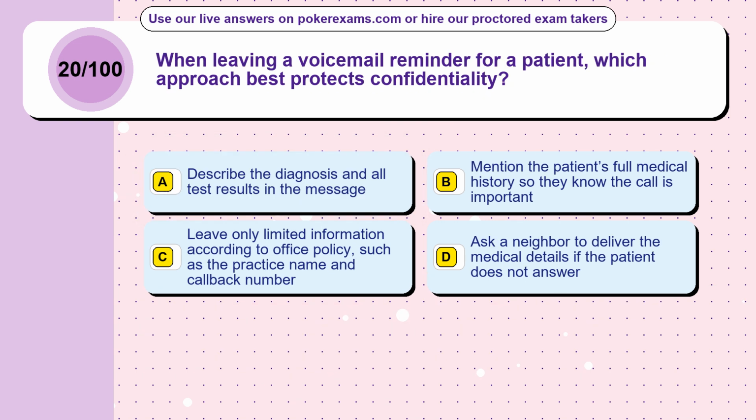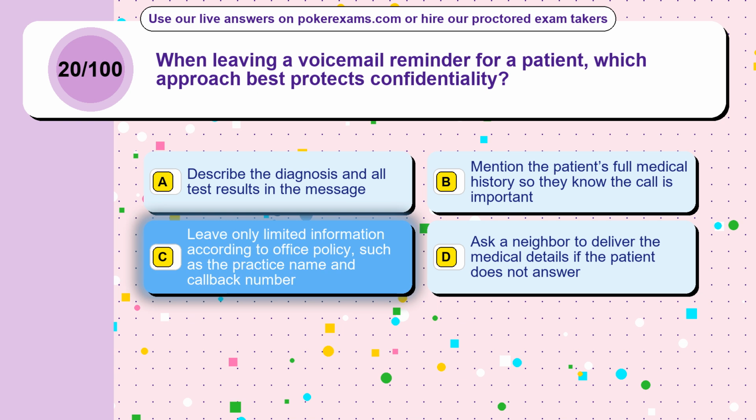Question 20. When leaving a voicemail reminder for a patient, which approach best protects confidentiality? Option A. Describe the diagnosis and all test results in the message. Option B. Mention the patient's full medical history so they know the call is important. Option C. Leave only limited information according to office policy, such as the practice name and callback number. Option D. Ask a neighbor to deliver the medical details if the patient does not answer.